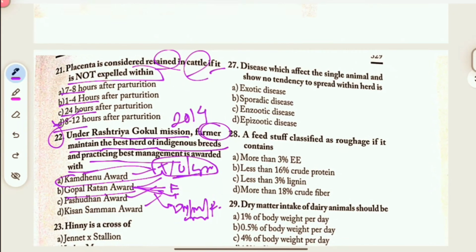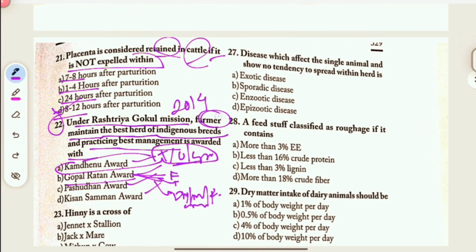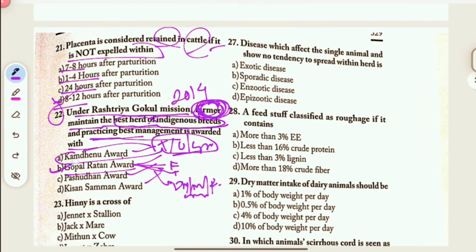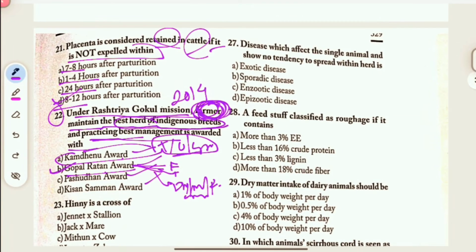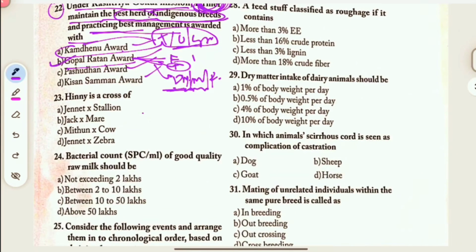So here they are asking, under the Rashtriya Gokul Mission, a farmer who maintains the best herd of indigenous breeds and practices best management. The correct answer for this question is the Gopal Ratna Award. Along with the farmer, this award can also be given to the best AI technician, and also to dairy or milk producing farmers' organizations. So we'll look at the next question, that is question number 23.